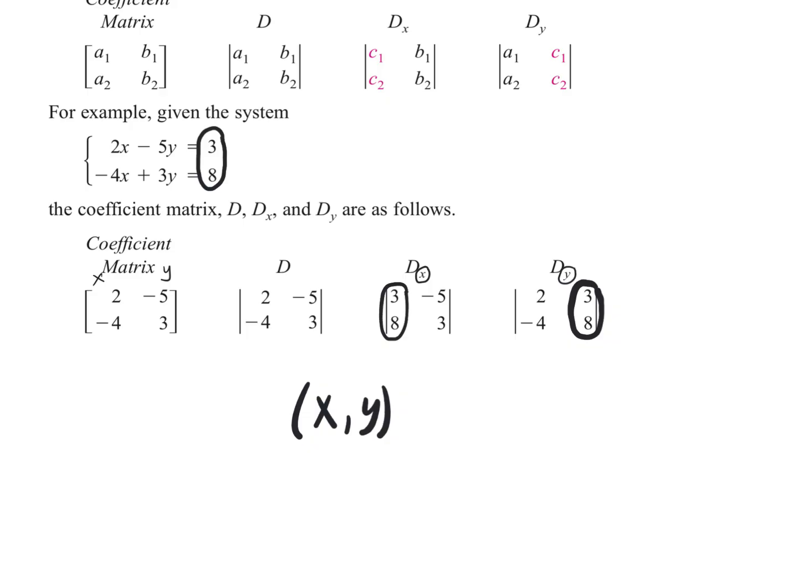To get your answer from these, it's going to be Dx over D, comma Dy over D. All right, so it might seem confusing at first. We'll do some examples.